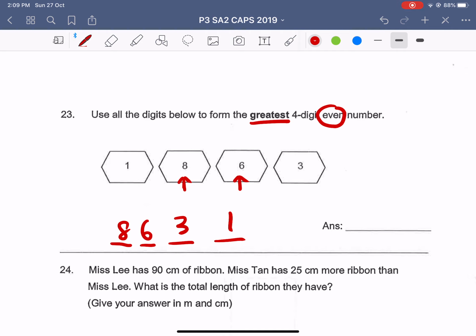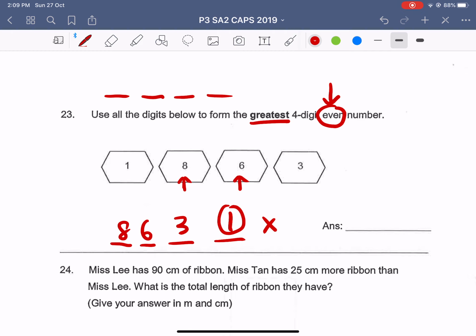Okay, so is this the correct answer? Now, they are asking for even number. So 1 is not an even number, so this cannot be the answer. So let me try a second possible answer. Let's try a second combination. Now, when I see through the exam papers, I realize some of you did this method, which I'm very happy about. You try all the possible answers, you cross out those that you know are wrong.